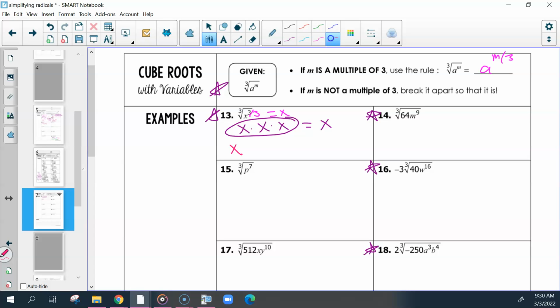Let's do another. For 14, is 64 a perfect cube? Yes, it's 4. So 64 is weird because it's both a perfect square and a perfect cube, and I think that's the only number that is both.